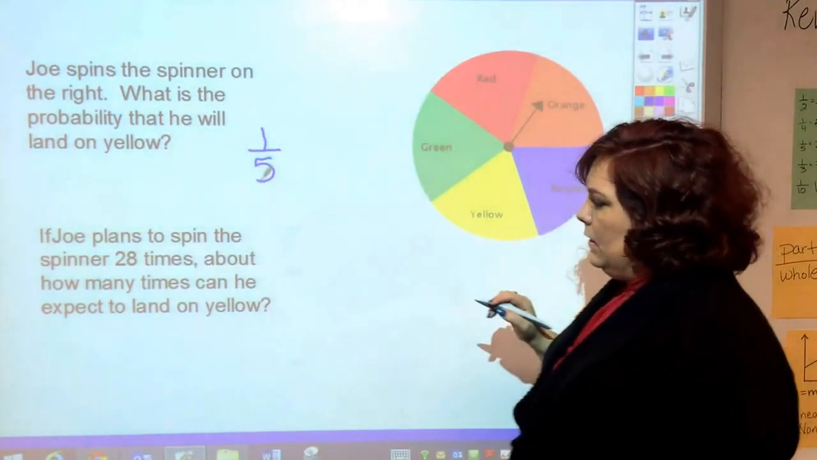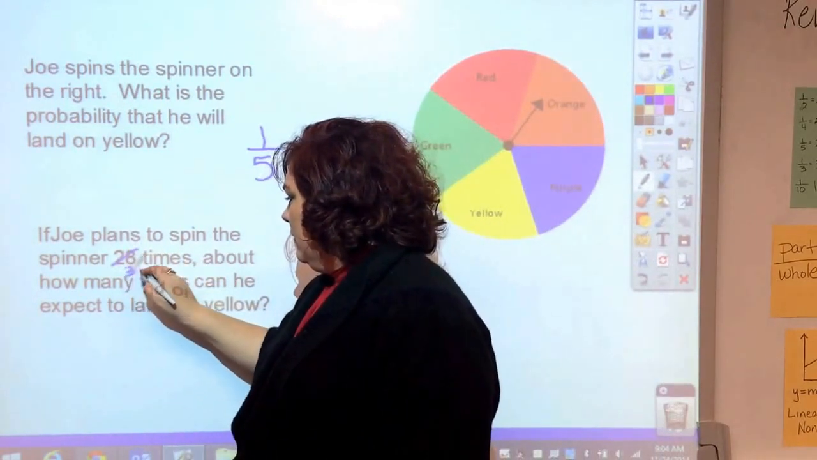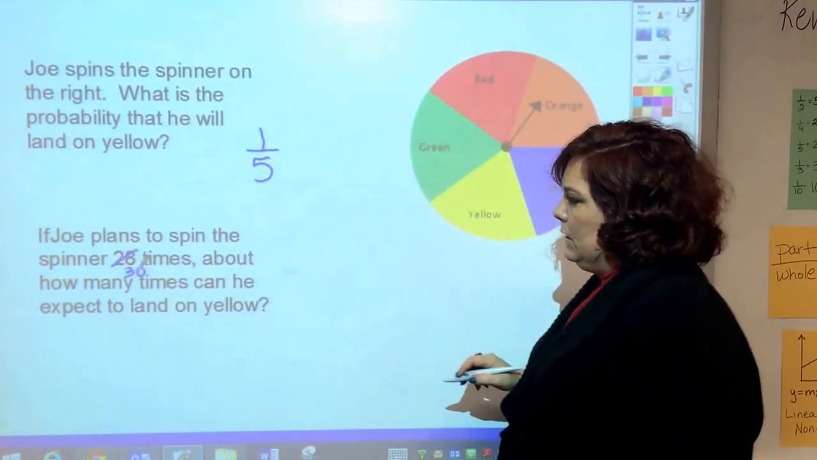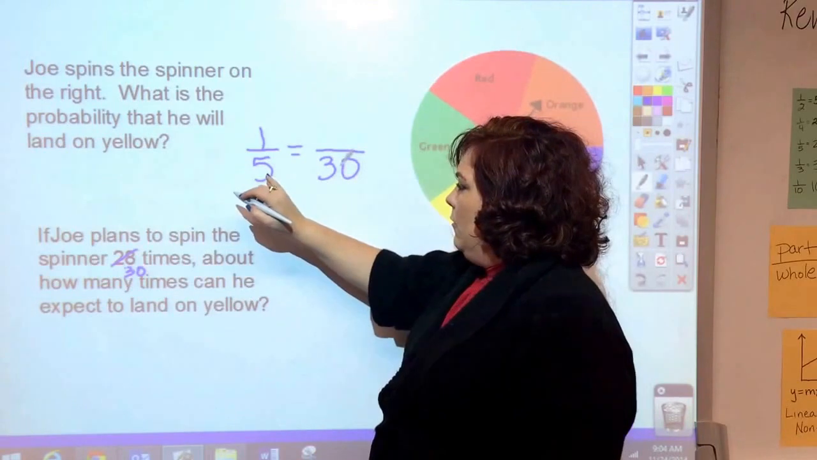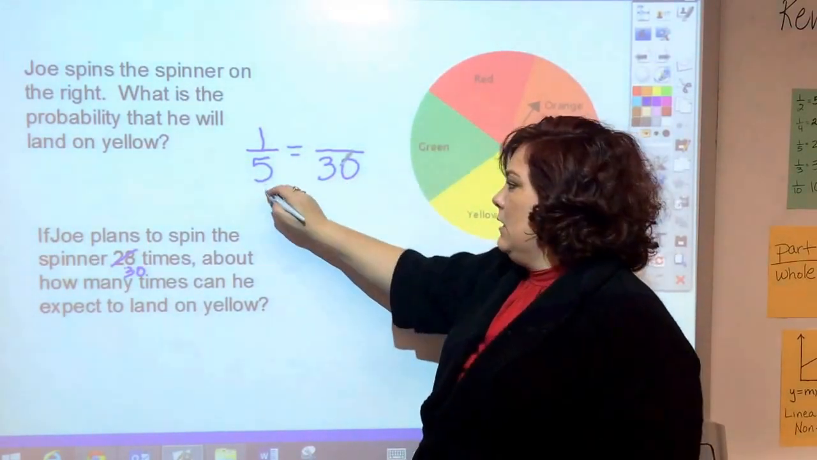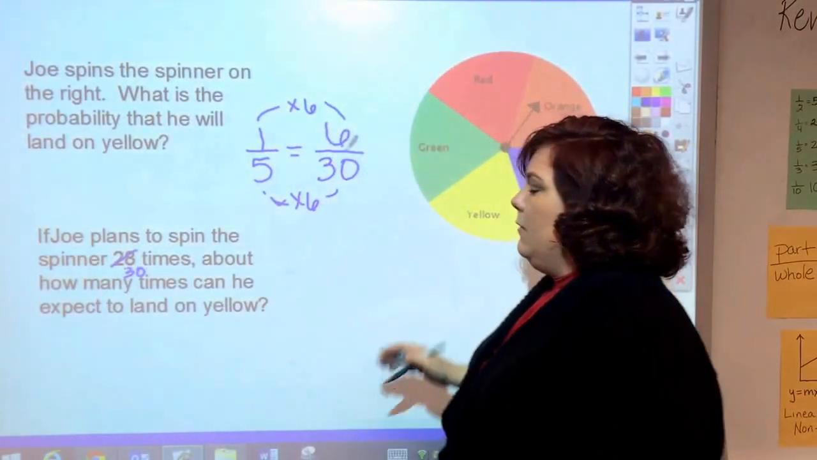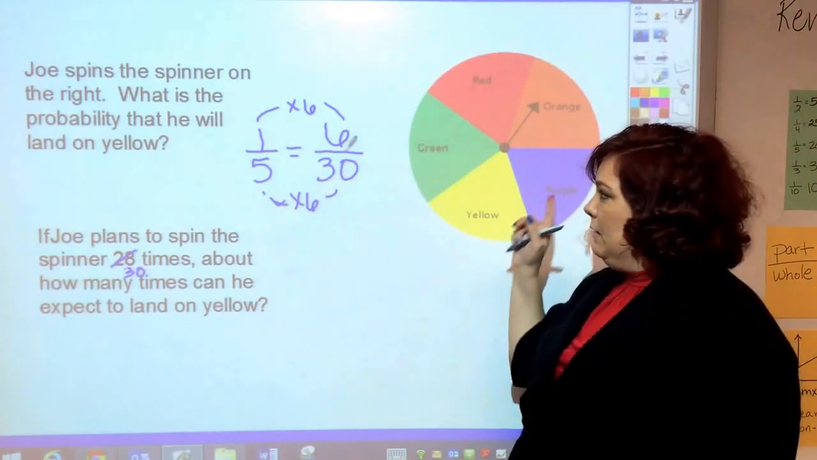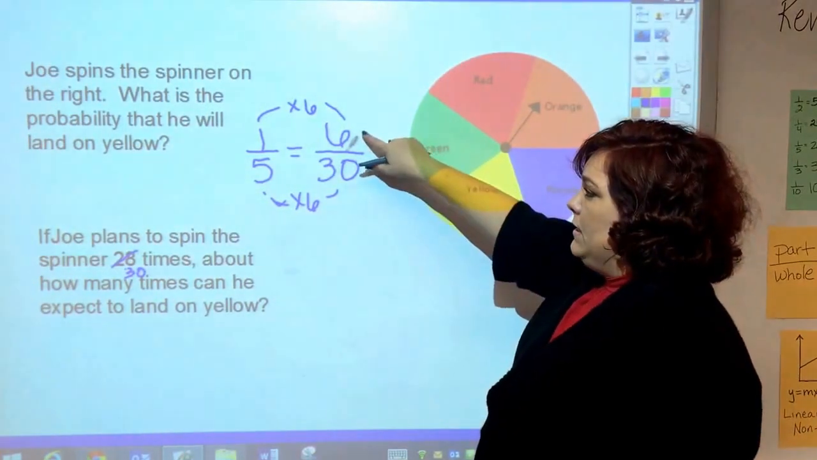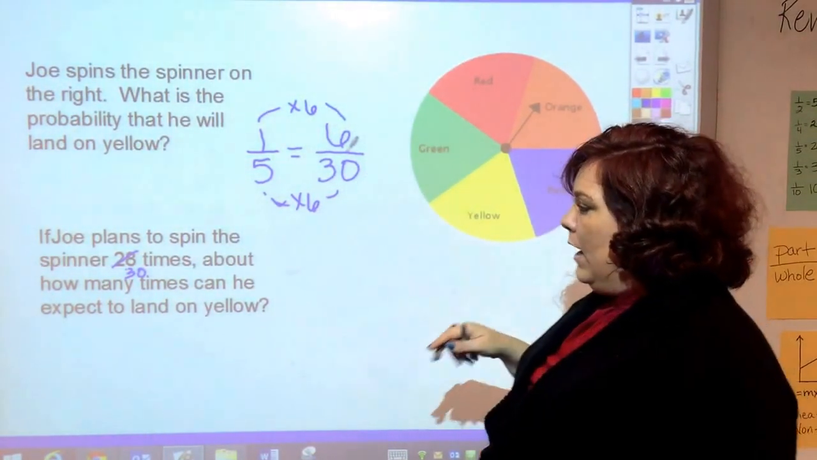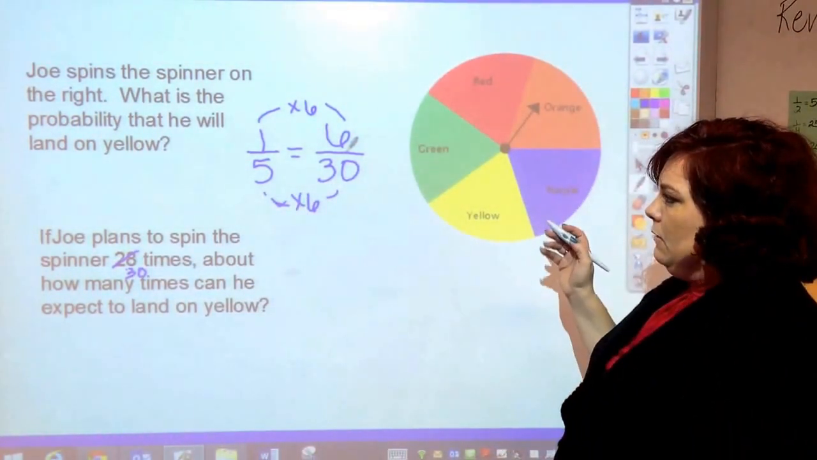And if Joe plans to spin the spinner, let's say 30 times, about how many times can he expect to land on yellow? So I pick 30 because it's a multiple of 5. So 5 times what is 30? It's times 6. And 1 times 6 is 6. So if he were to spin the spinner 30 times, he could expect to land on yellow 6 times. So why didn't I choose 28? Because 28 doesn't evenly divide by 5.